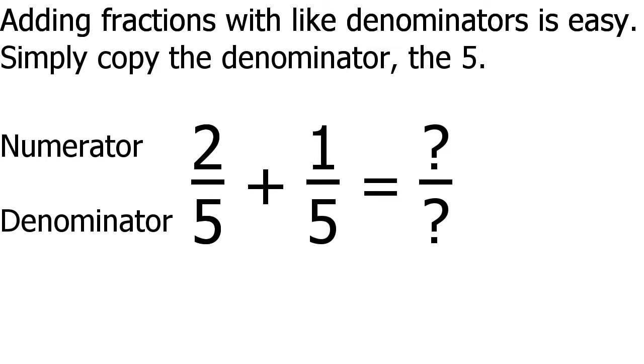The numerator is the top number. The denominator is the bottom number. Think of it as D and down. D, denominator, is the bottom number. Just a handy trick to remember the difference.